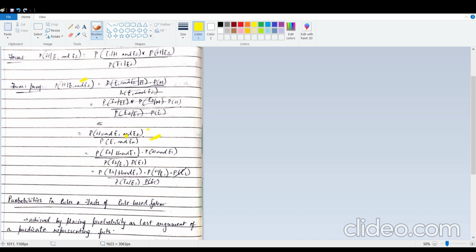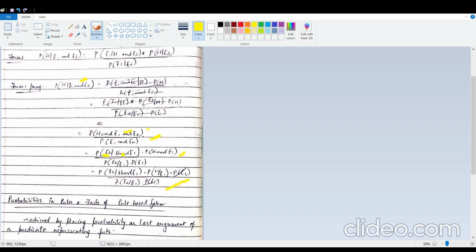And now I know I can expand this further. How can I rewrite this? I can rewrite this as P of E2 given H and E1. That is, I'm assuming that H and E1 have occurred before E2. So these become your evidences and this one becomes your hypothesis, sort of like that. So this is multiplied by this. So pretty much once again using your relationship between conditional probability and joint probability. So that is all you're doing here. And then you end up with an expression like this.